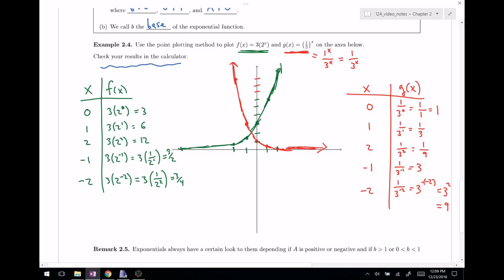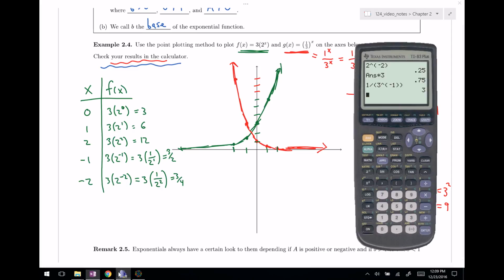Again, let's check these results in our calculator really quick. So here's my calculator. This actually gives us a really fast way. Oops, let me clear these out really quick. So let me go ahead and graph the first one. 3 times 2 raised to the x power, graph.